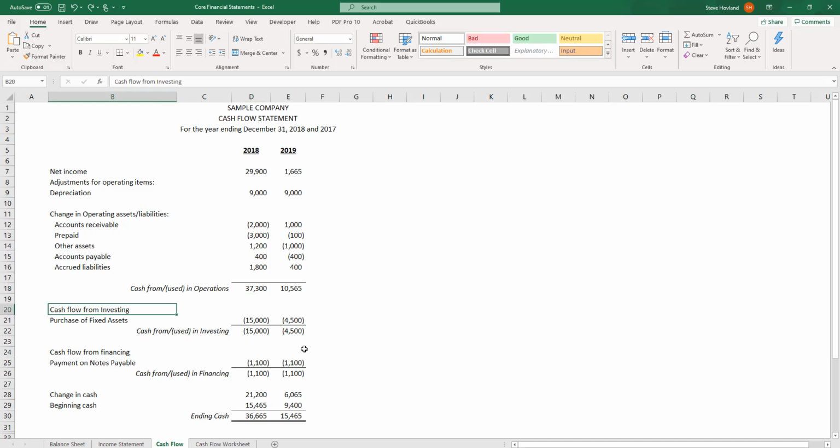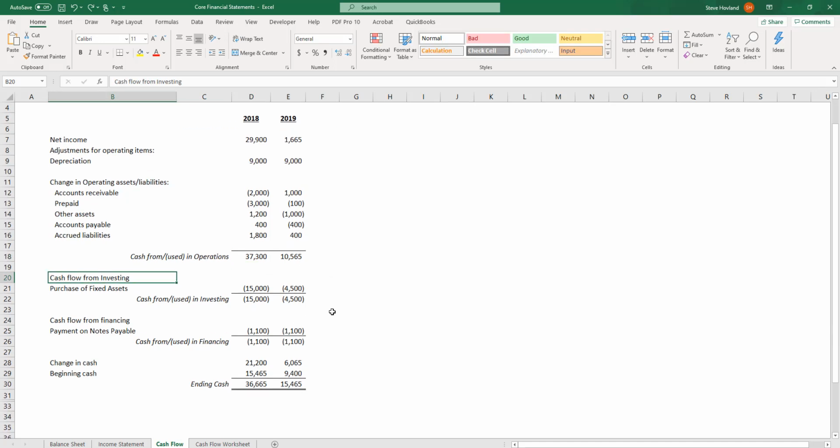Now, cash flow from investing. Just like the title says, investing is going to be investments such as mutual funds, certain CDs, bonds, what have you, just standard investments. And this also includes fixed assets. So any cash you sent in or out to purchase these items falls in here. Most of you, it's going to be fixed assets.